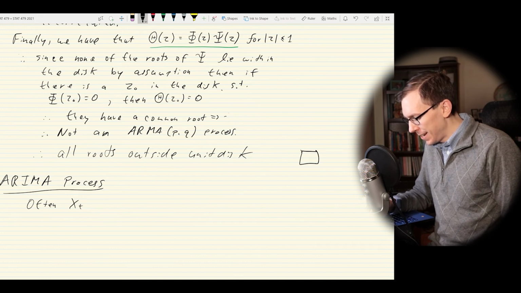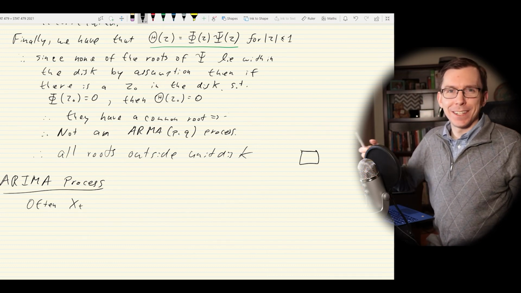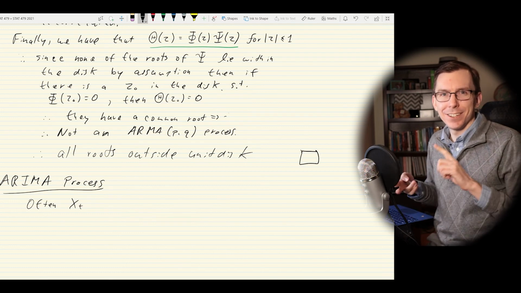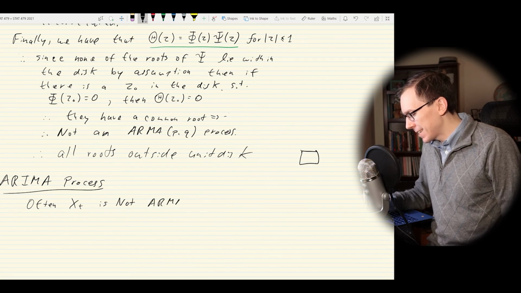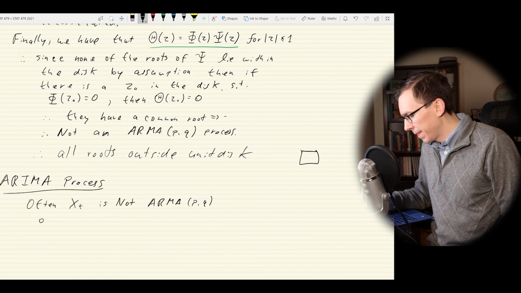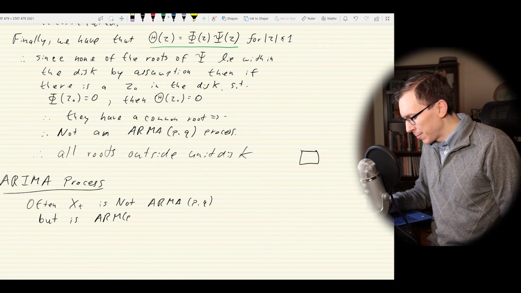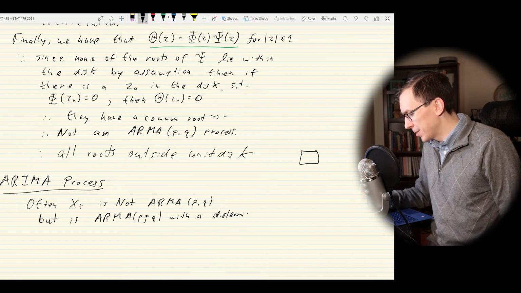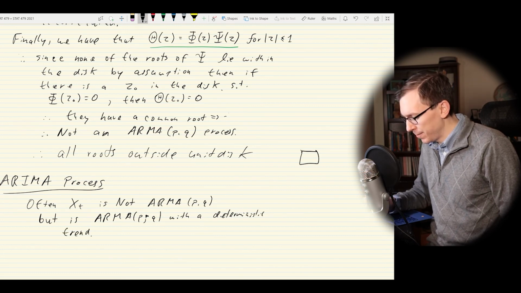often X_t, from wherever X_t is coming from, whether it's your stock prices or your COVID cases, your daily temperatures or whatever, often X_t is not ARMA(p,q), but is ARMA(p,q) with a deterministic trend.